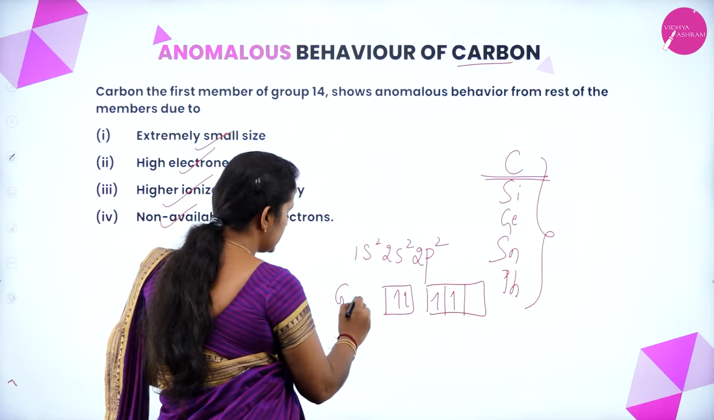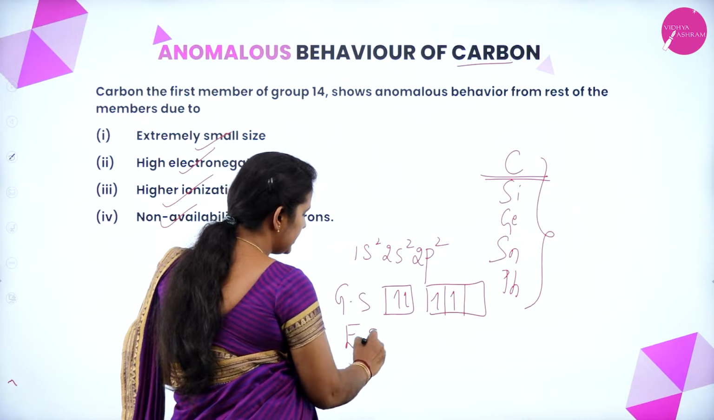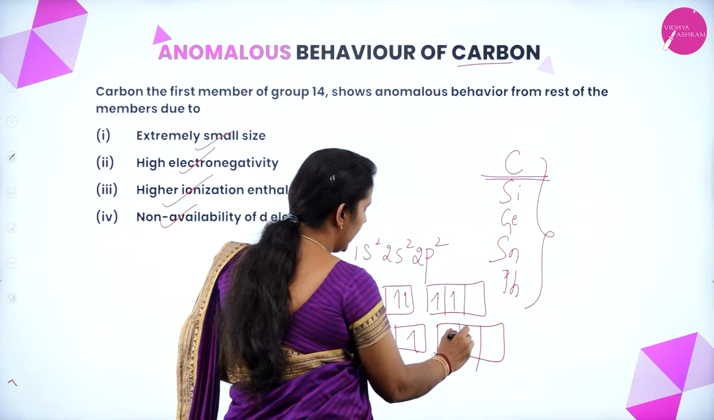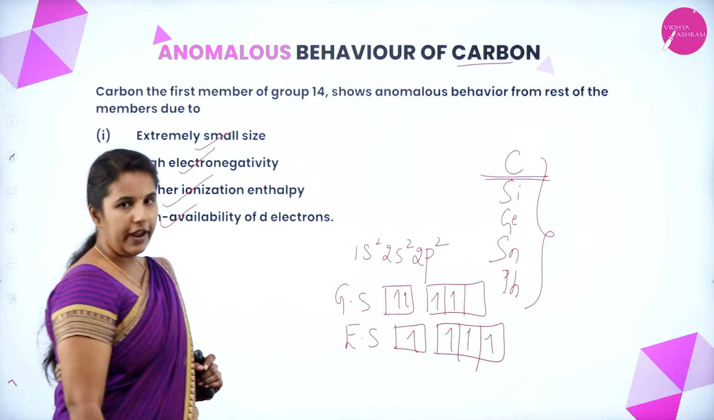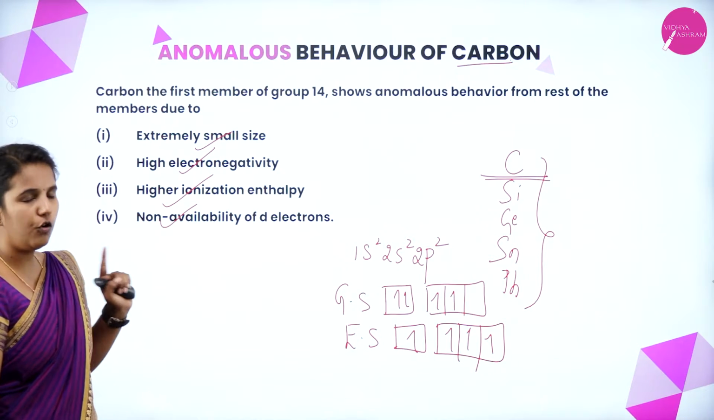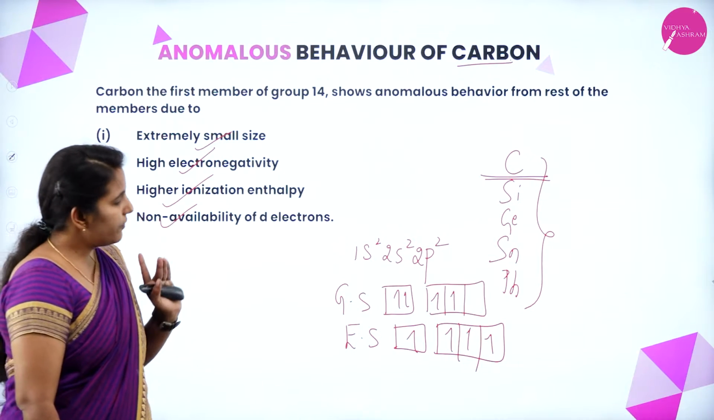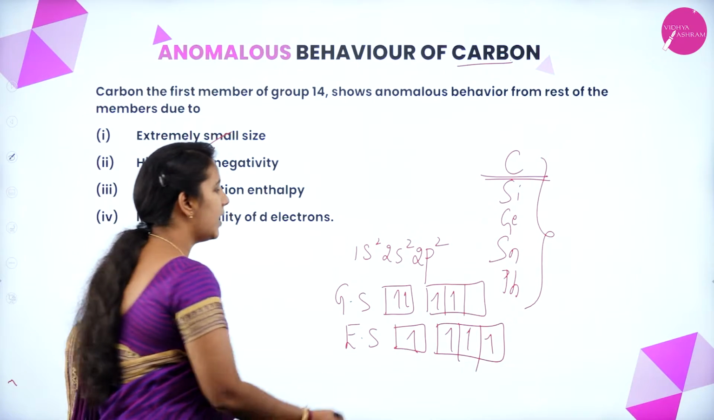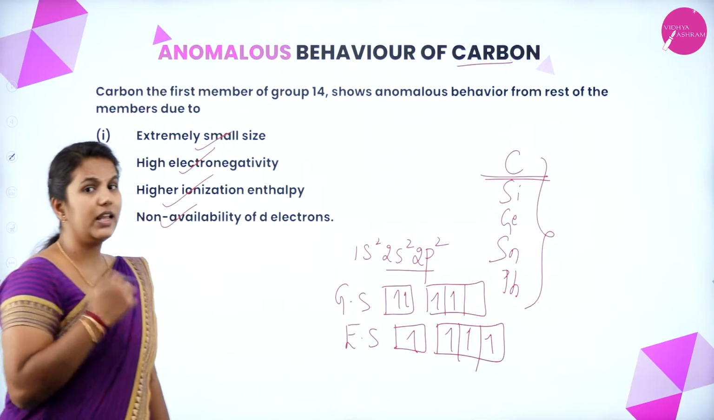This is in the ground state. If it is in the excited state and you write the electronic configuration, it shows a valency of 4. That is, it has 4 unpaired electrons. So if you see the electronic configuration in the ground state and excited state, you can clearly understand that there is no involvement of the d orbital.